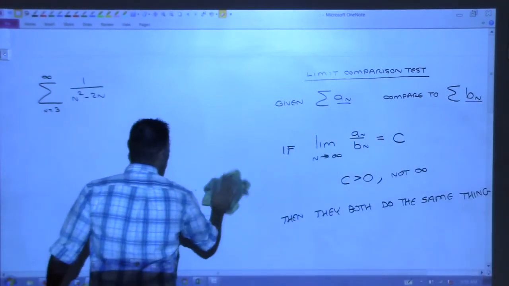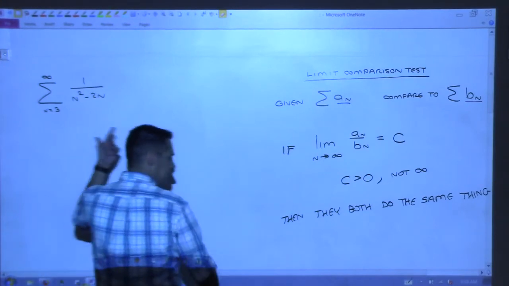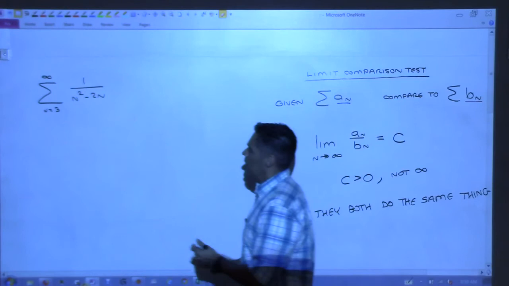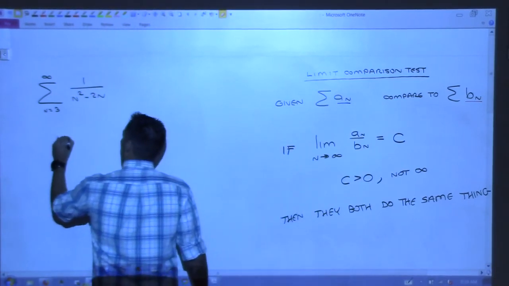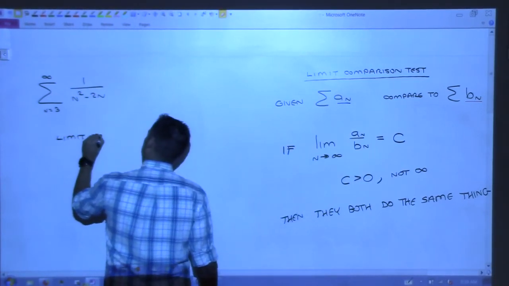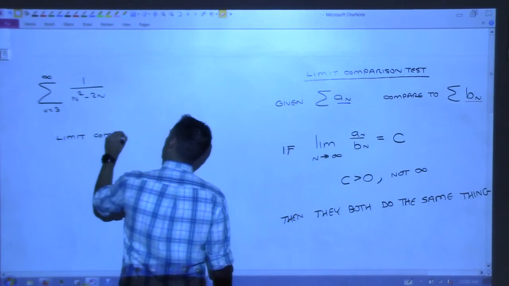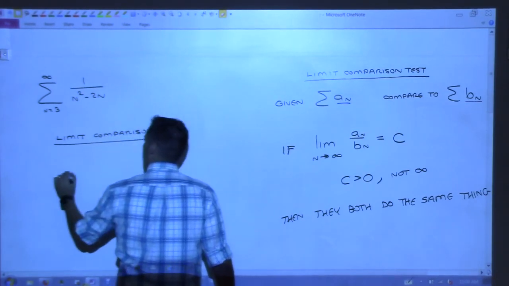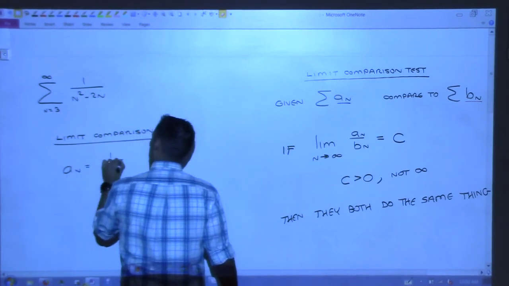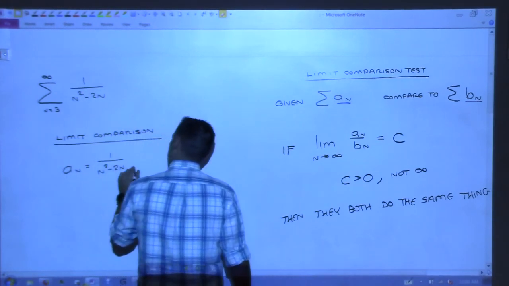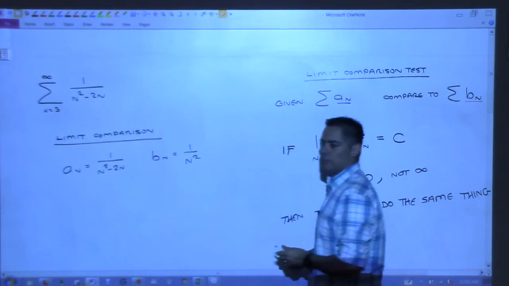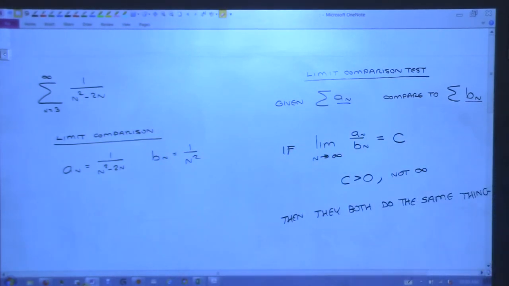Okay, let's go back to this problem right here. You see this one? Let's do that one. We'll work backwards. We'll do this one first. I'm going to do the limit comparison. So when I do the limit comparison, a sub n is 1 over n squared minus 2n. And b sub n, let's stick with the same one, 1 over n squared. That didn't work a second ago, did it?